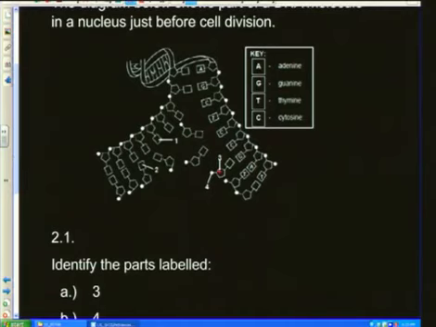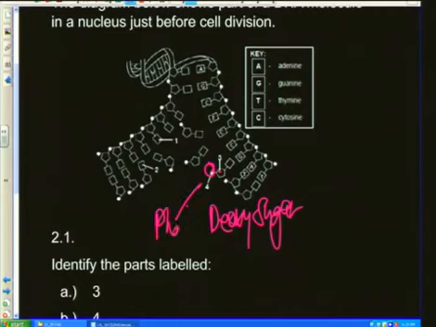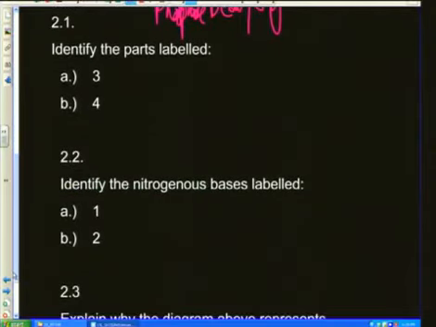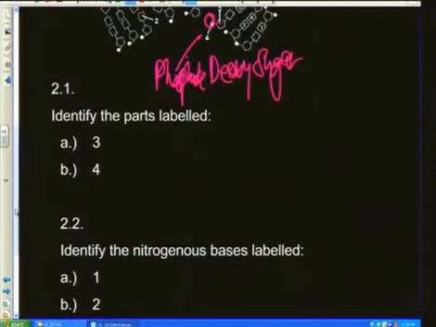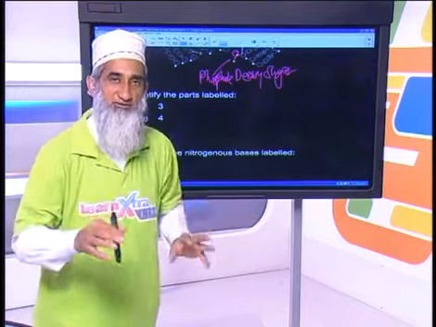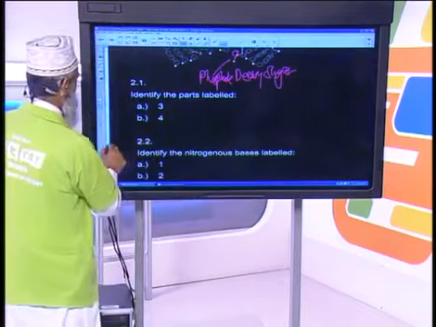Okay, there's our 3 there. That would be the deoxyribose sugar. And 4, there is the phosphate. Identify the nitrogenous bases labeled 1 and 2. Whenever they're asking you nitrogenous base, they are testing one simple thing. Do you know that adenine combines with thymine? Do you know that cytosine combines with guanine? That's all they're testing you. So that's what you've got to look for.